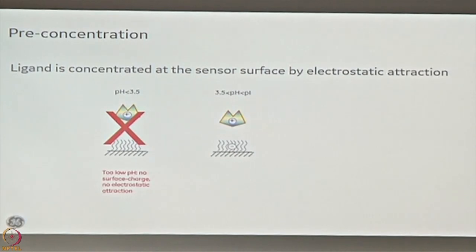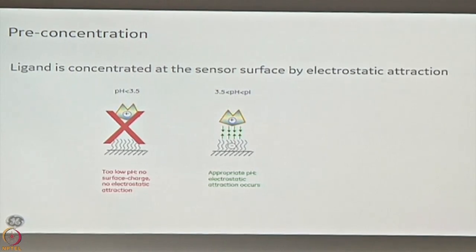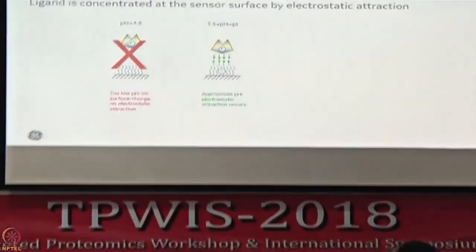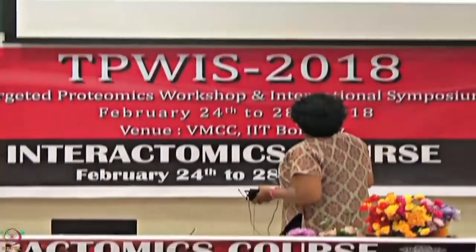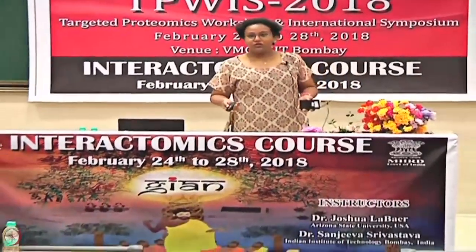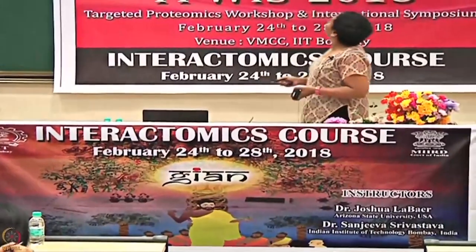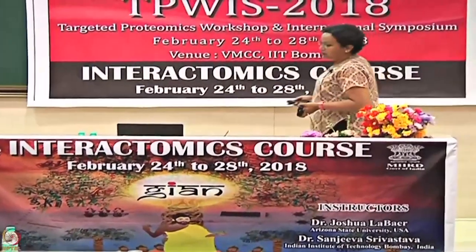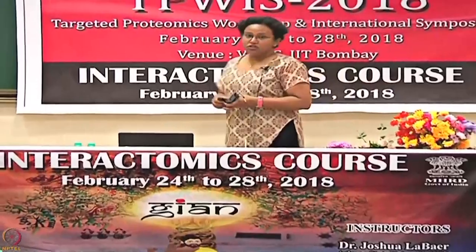And if your pI is higher than that pH, and you're able to keep the protein positive, then your attraction happens. This is the ideal scenario where your covalent linking can happen very ideally. Again, if your pH is extremely higher than your pI, then there is no attraction because both of them become negative. That's what we call pre-concentration also.